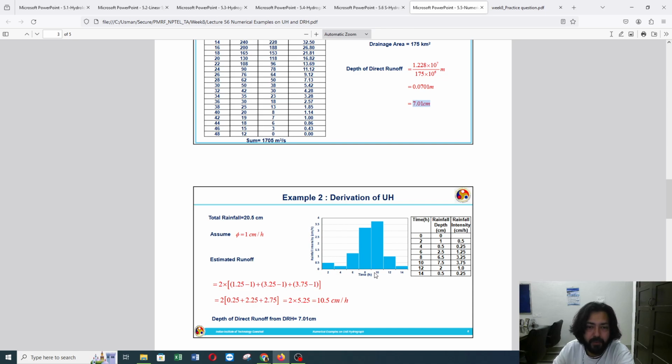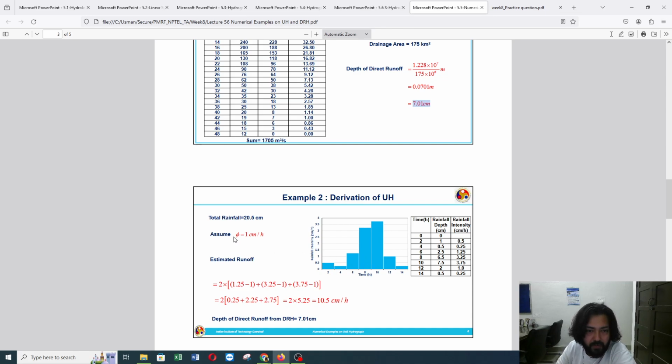Now what we need to do is assume the value of phi such that the estimated runoff is equal to the depth of runoff, right? It means the excess rainfall value, that is the input, should be equal to the output, which is the depth of runoff. If the input and output are matching, we can say that whatever phi value we are assuming is constant. Why we are doing this is because based on the value of phi we can separate the DRH value. We have studied this in a previous week also.